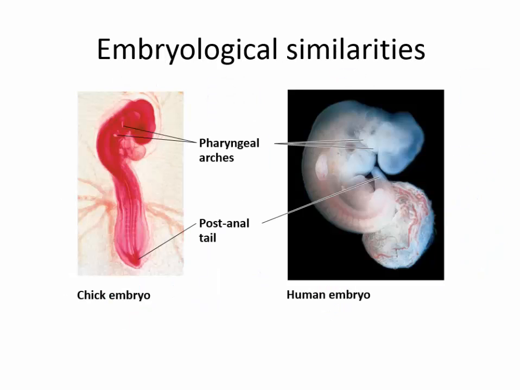There are also embryological similarities. If we look at embryos forming, the chick embryo looks very similar to a human embryo at that stage. They both have pharyngeal arches and they both have a tail.